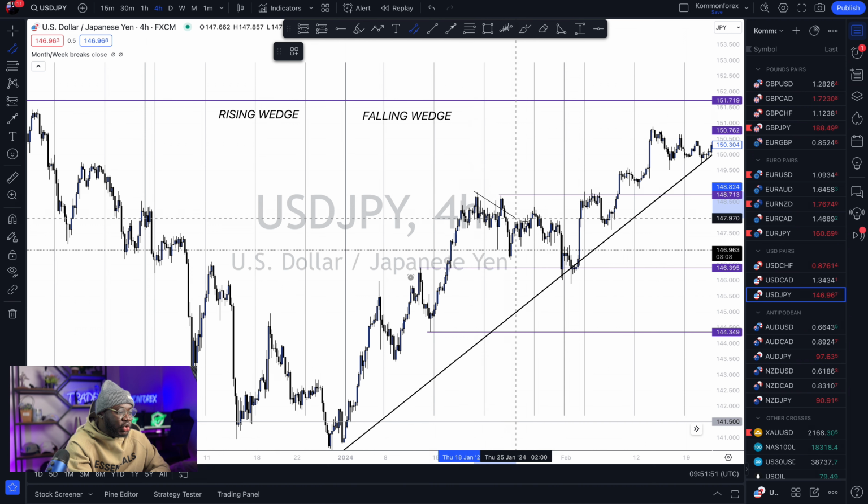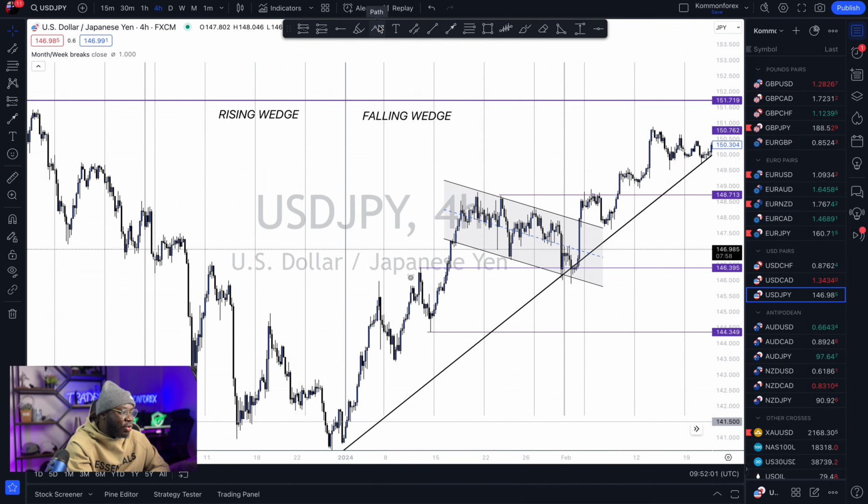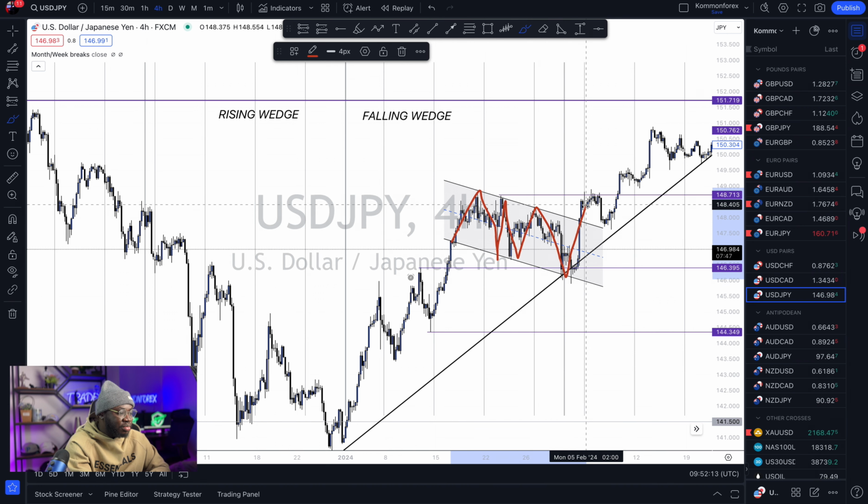So if you look here, you can clearly see a downtrend happen right after this long buy. Right after the long bullish run you had here, you ended up getting what we call a falling wedge. So this falling wedge basically means that now what do you have? Up, down, up, down, up, down, then it eventually broke out.